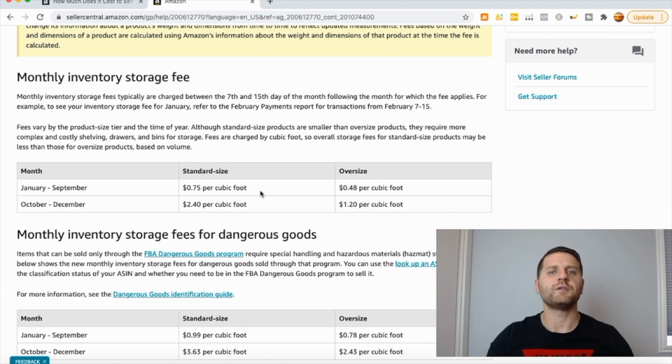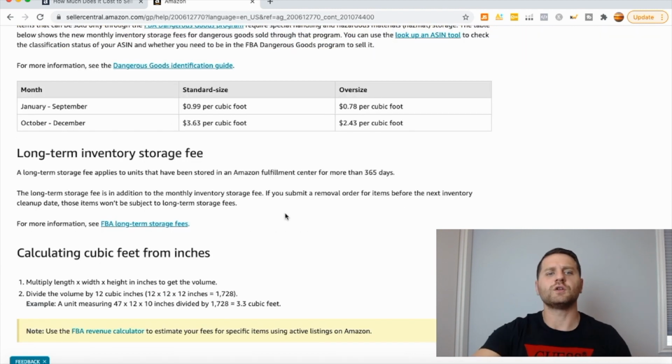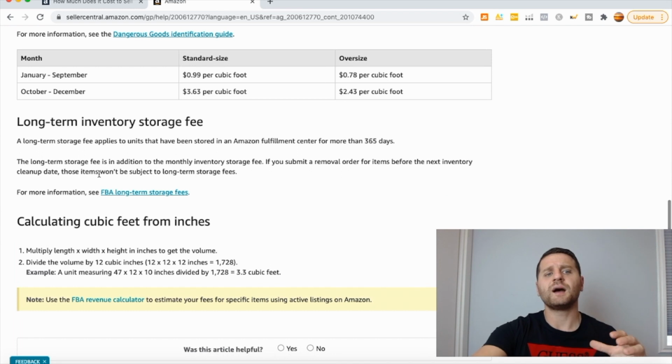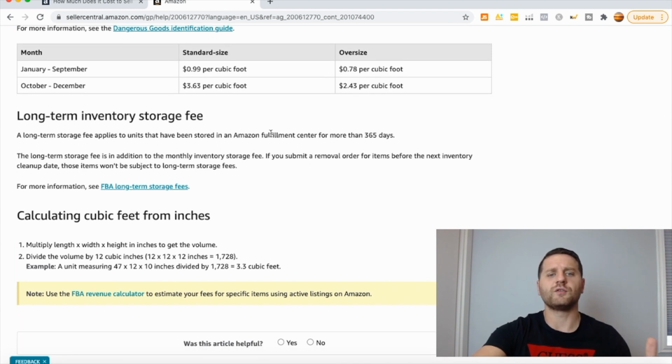Now these fees that I'm covering over here are the short-term storage fees. There's another storage fee that you want to consider, which is the long-term storage fee. Now over here it does tell you more about the long-term storage fees. Don't worry, if you do sell a great product, you're not going to come across long-term storage fees. But if your product is in the Amazon storage warehouse for more than 365 days, you're going to come across long-term storage fees. So it does say over here, the long-term storage fee applies to units that have been stored in an Amazon Fulfillment Center for more than 365 days.